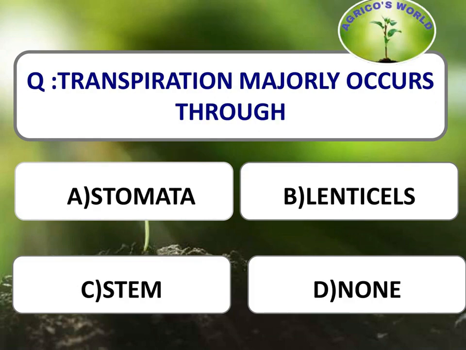Transpiration majorly occurs through which of the following? Here stomata are the major structures which usually take part in the transpiration process. The next question.